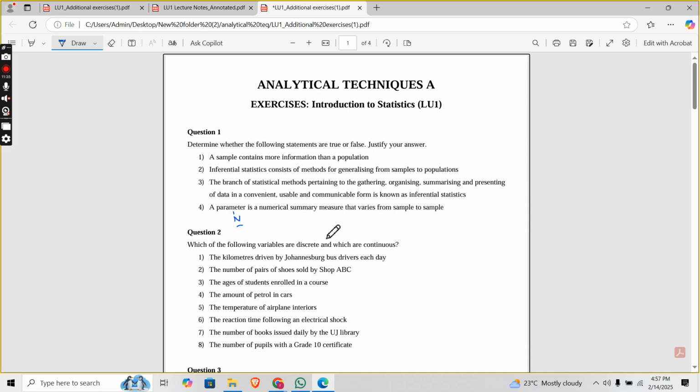Okay, 100%. You are 100% correct. So it's false. Why? Because parameters are measured from the population and not the sample. If it was population here instead of sample, then number 4 would have been correct. But because it's sample, it's incorrect. The parameter is for population. Okay, so let's go to question number 2.